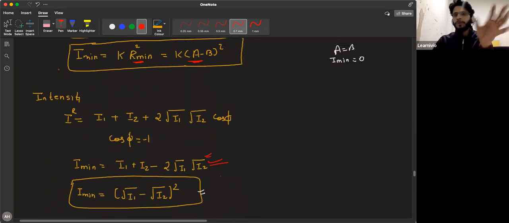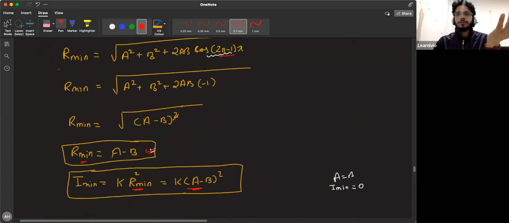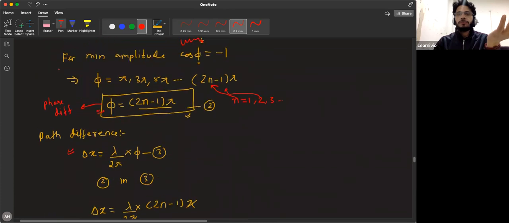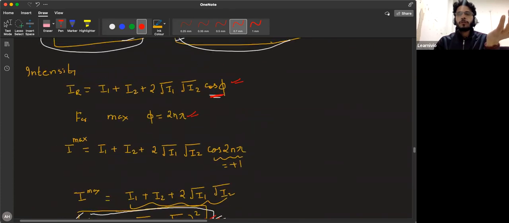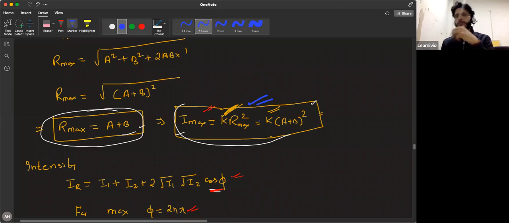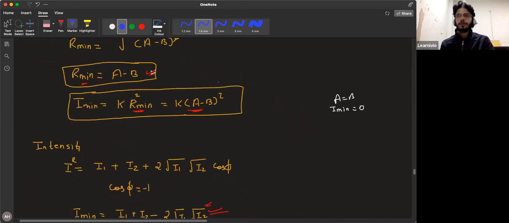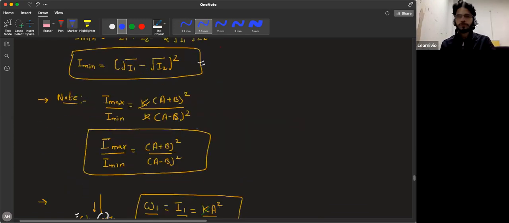Okay. After this minimum intensity, the next is the ratio of the maximum and minimum intensity. The maximum intensity is K times (A plus B) whole square. This here is the maximum intensity, and this here is the minimum intensity, K times (A minus B) whole square. So we can take the ratio of them. K and K will get cancelled out. So we take the ratio (A plus B) whole square by (A minus B) whole square.